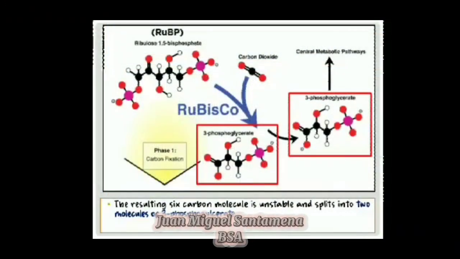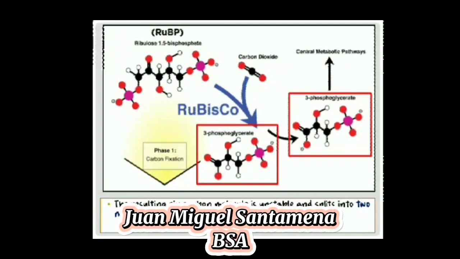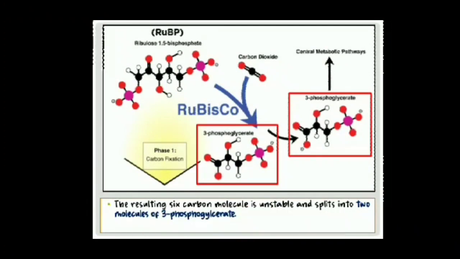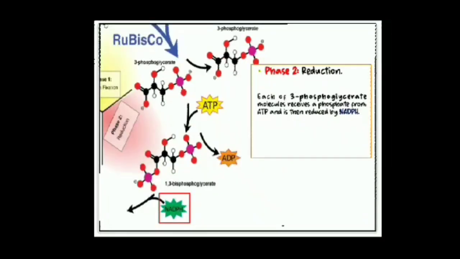Phase 1. The 6-carbon molecule undergoes instability and divides into 2 molecules of 3-phosphoglycerate. This process is part of the glycolysis pathway, a crucial step in cellular energy production. During phase 2, 3-phosphoglycerate gains a phosphate group from ATP and is subsequently reduced by NADPH. This reduction step is essential for the conversion of 3-phosphoglycerate into glyceraldehyde 3-phosphate, contributing to the overall energy yielding process in cellular metabolism.